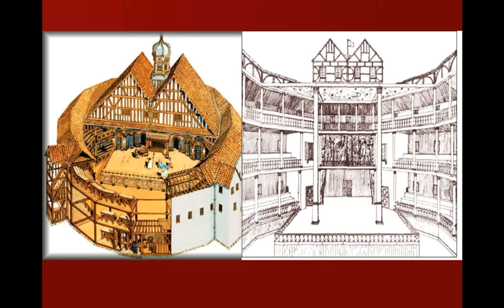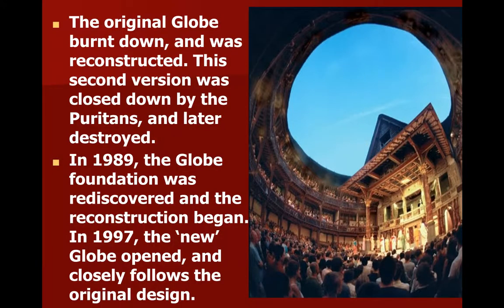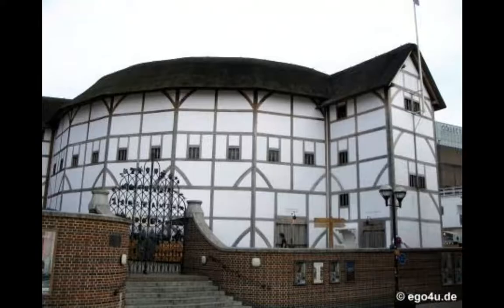Again, I think the video that we watched on Friday does a better job than this. But in 1989, the Globe Foundation was rediscovered, and they started creating a new construction of the Globe Theater, and this is what it looks like today. Pretty amazing thing. I've never been to London. It's on my bucket list to go and see Romeo and Juliet at the Globe Theater, but it has not happened yet. But maybe one of these years I'll be able to go there. And here's just a picture from the outside of what it looks like.